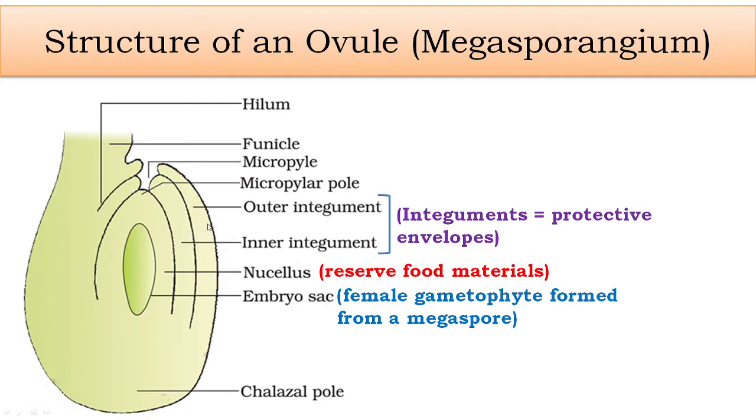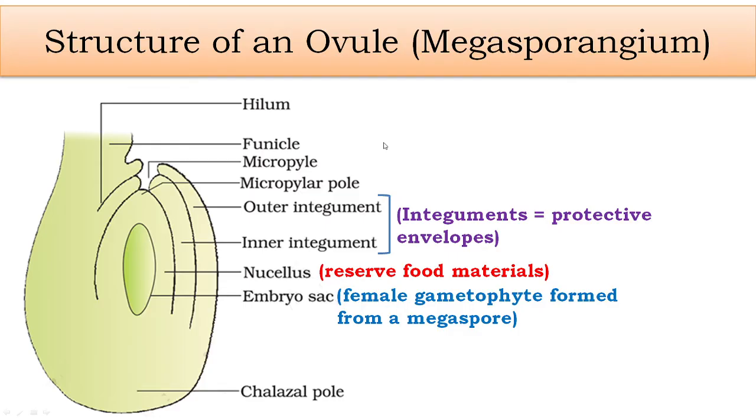This is very important. While drawing the structure of an ovule, you have to mention these two poles. The micropylar end is the region where the two integuments don't meet, and the pole opposite to the micropylar end is called the chalazal pole. I advise you to practice drawing this structure.